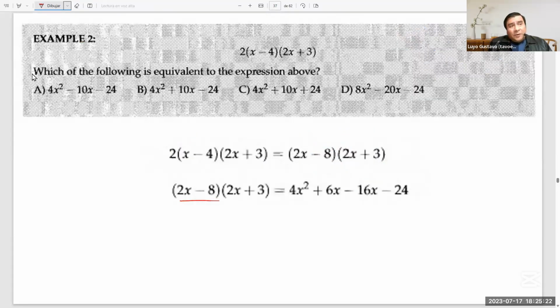The result of multiplying these two will be 4x squared, the product of these two. Then 2x times 3, 6x, negative 8 times 2x is this, and negative 8 times 3 is this. Then try to reduce any like terms in the sequence. Can you see any 2 like terms here?